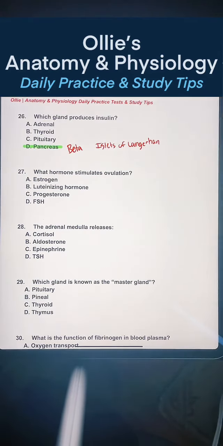Adrenal is more for cortisol, adrenaline, aldosterone, but not insulin. Thyroid is going to be for your thyroid hormones. Pituitary produces many, but not insulin. That is not one of the ones it produces.